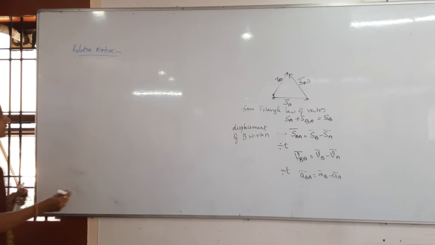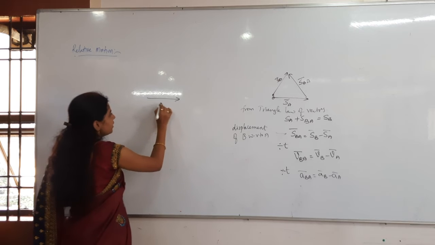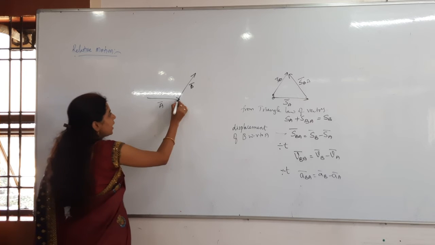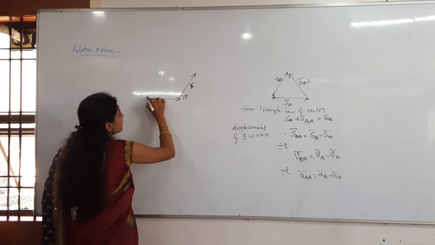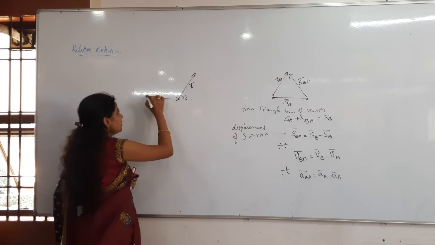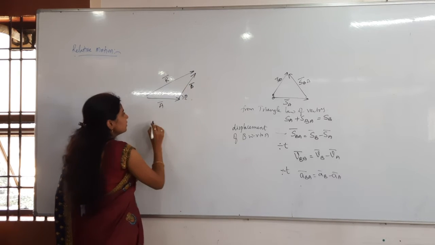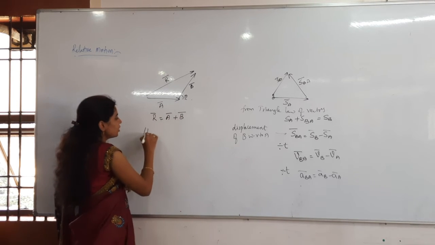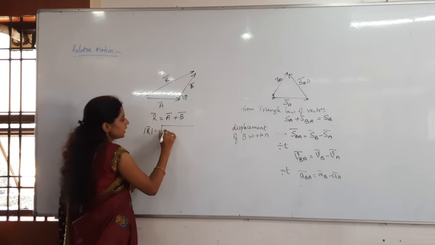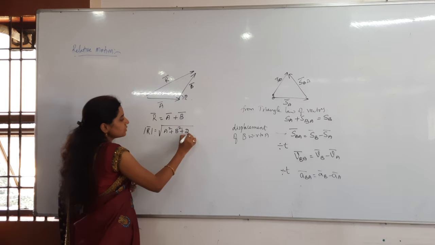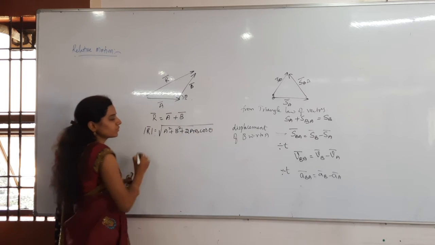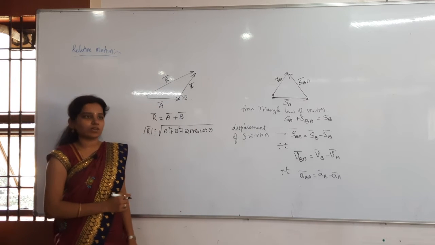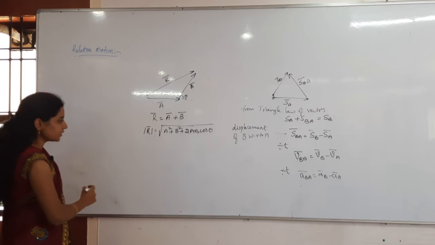Now, for example, a vector A bar is there in this direction and another vector B bar is there in this direction. The angle between them is theta. Then the resultant will obviously be the hypotenuse, that is R bar. So R bar is equal to A bar plus B bar. How to get the modulus of R bar? Under root A square plus B square plus 2AB cos theta. This is the formula.